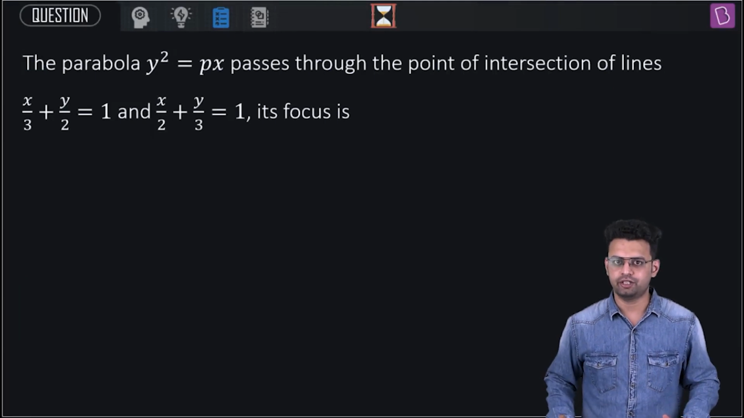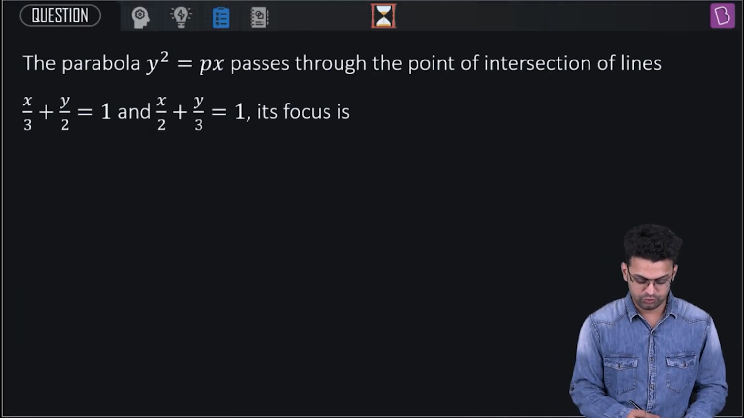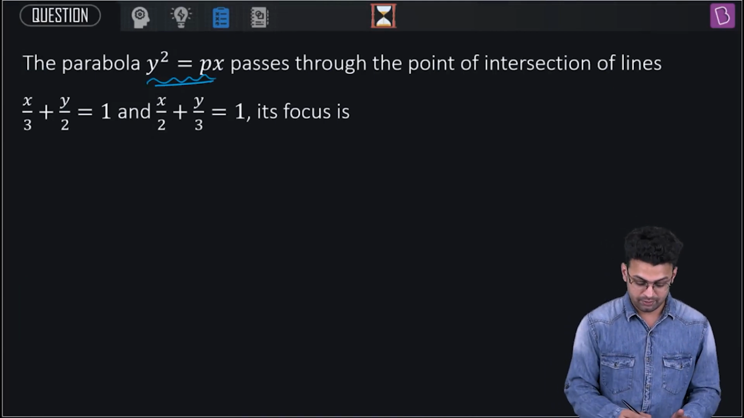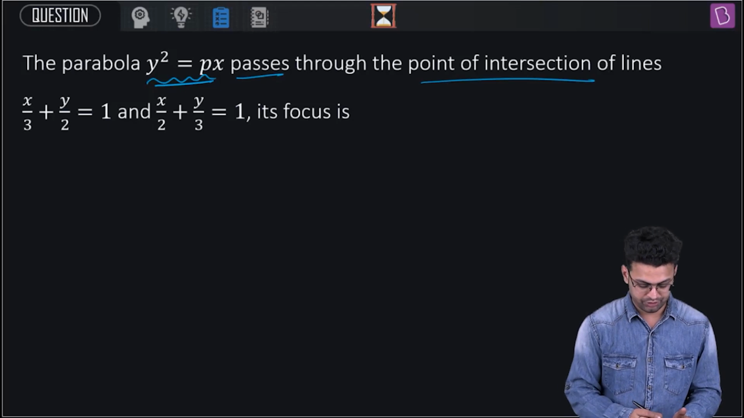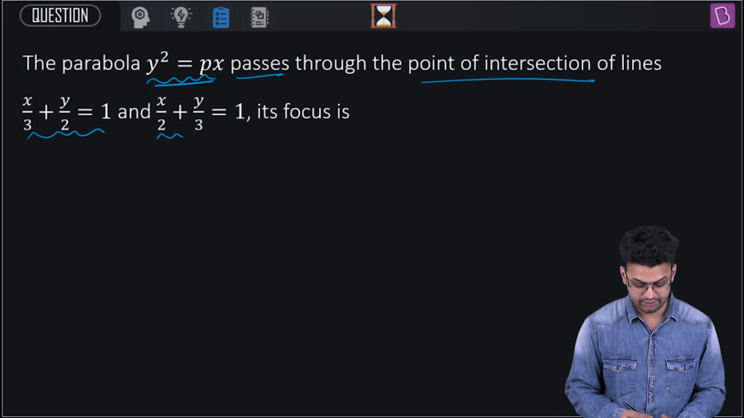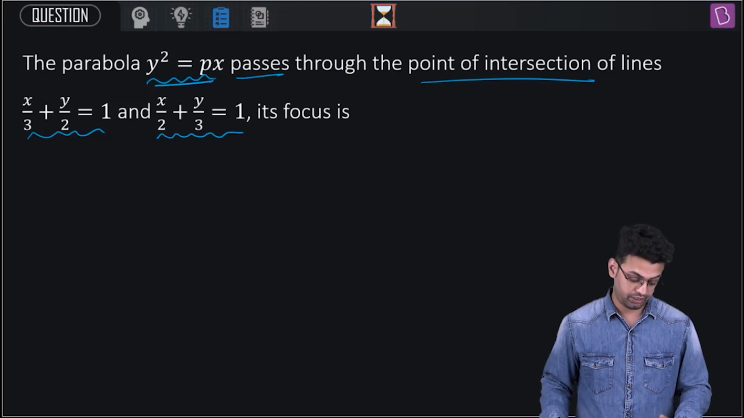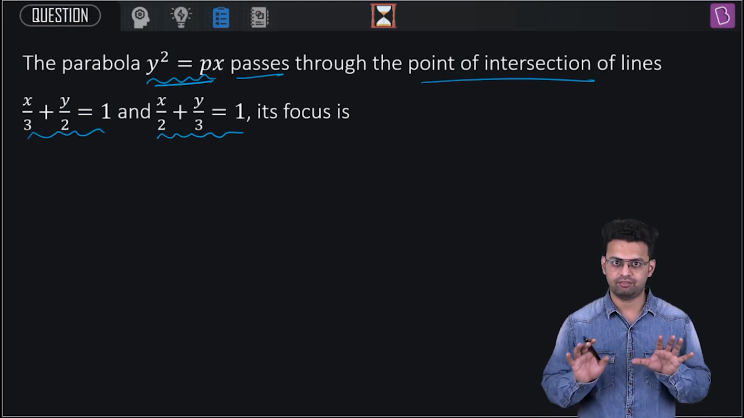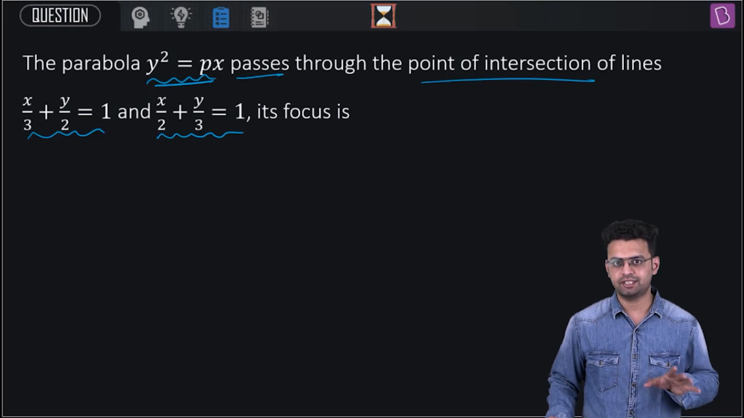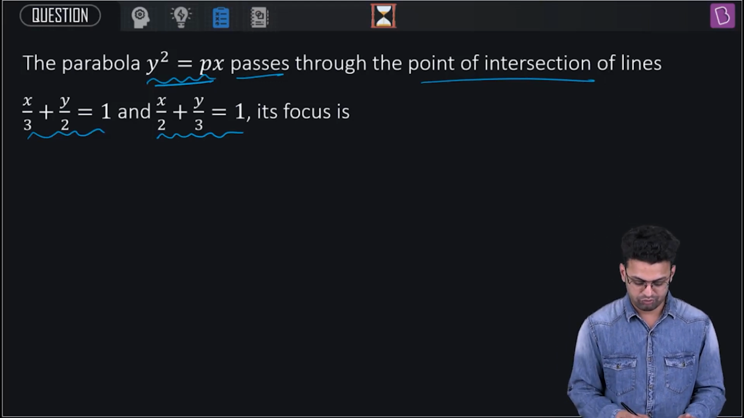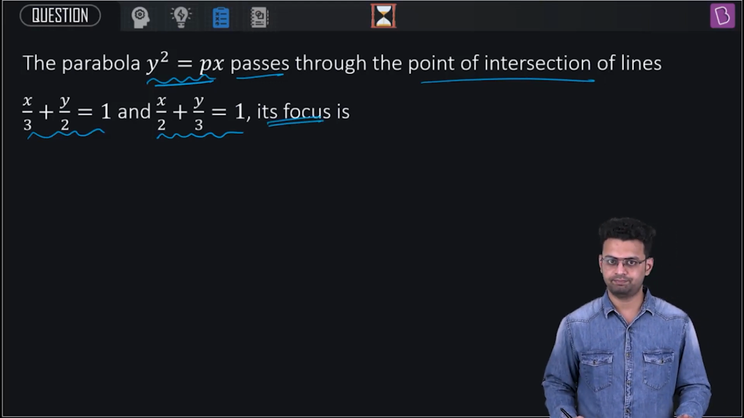So now in this question, we have a parabola whose equation is y square is equal to px. Now this parabola is passing through the point of intersection of the lines x upon 3 plus y upon 2 is equal to 1 and x upon 2 plus y upon 3 is equal to 1. Correct? So we have the equations of two lines. The first one is x upon 3 plus y upon 2 is equal to 1 and the second one is x upon 2 plus y upon 3 is equal to 1. We have to find the focus of the parabola.